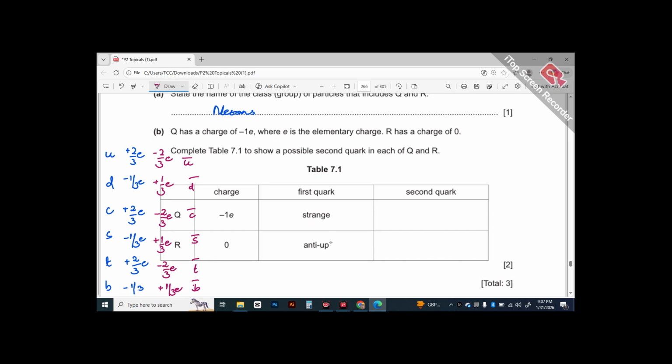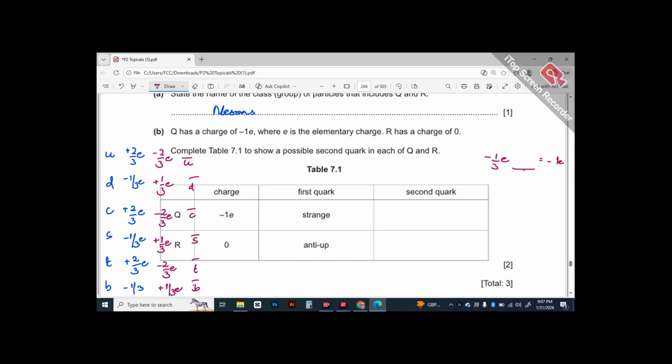Now we are good to go with this question right here. They are saying that Q has a charge of minus 1e, and since it is a meson, it is made up of a quark and an anti-quark. The quark they have mentioned is strange. They are asking us to mention the second quark here. Strange, we know already, has a charge of minus 1 by 3e, and after adding the second charge, the answer should be minus 1e.